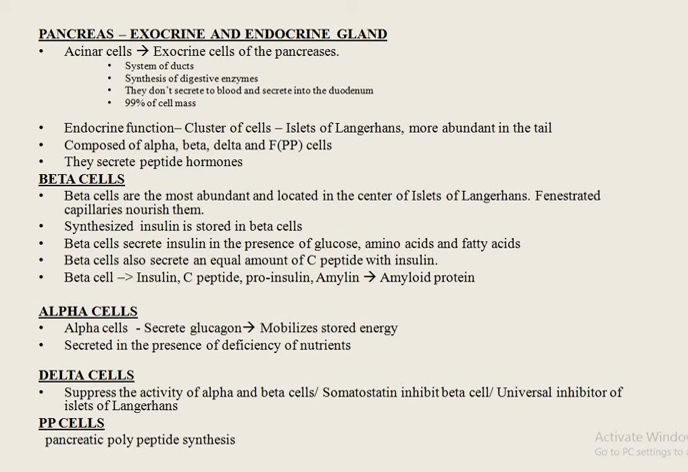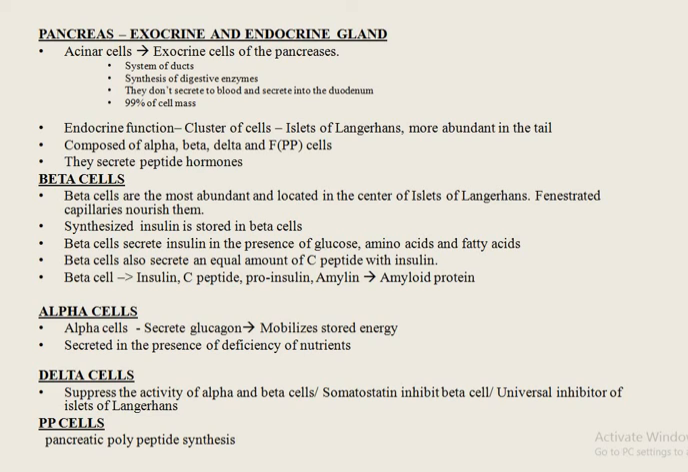But then there's a 1% of cells which is dedicated for the endocrine function, and these cluster of cells are what we call the islets of Langerhans, and these are more abundant in the tail. And the islets of Langerhans are comprised of 4 types of cells. These are the alpha, beta, delta, as well as the F or the PP cells. Each of these cells have their own function, and the beta cells are what we will be talking about, especially when it comes to insulin.